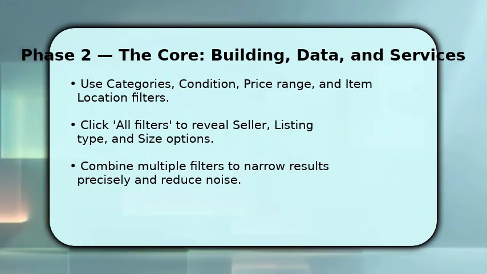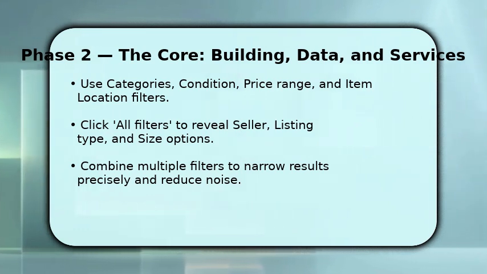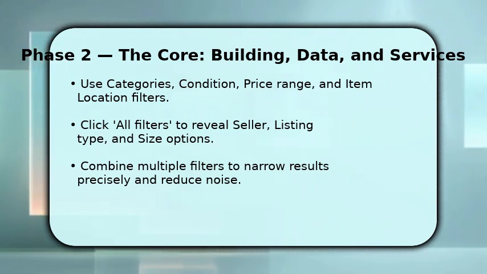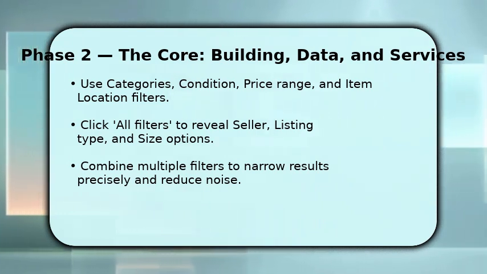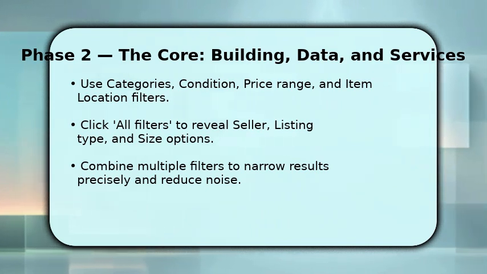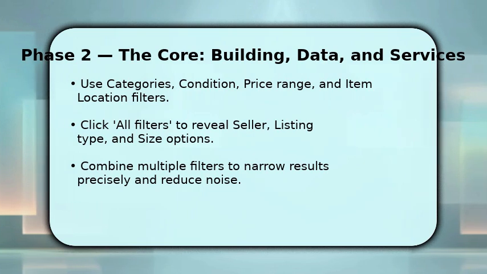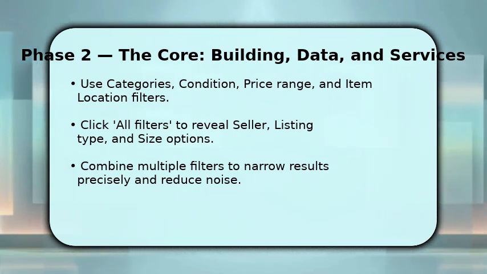That's the key. You'll set category, condition, and a precise price range, and then pick item location to target nearby listings or global shipping. Make sure to add seller filters like top-rated or feedback percent thresholds and listing type choices such as auction or buy it now. By combining filters, you reduce irrelevant items, which speeds finding exactly what you want.